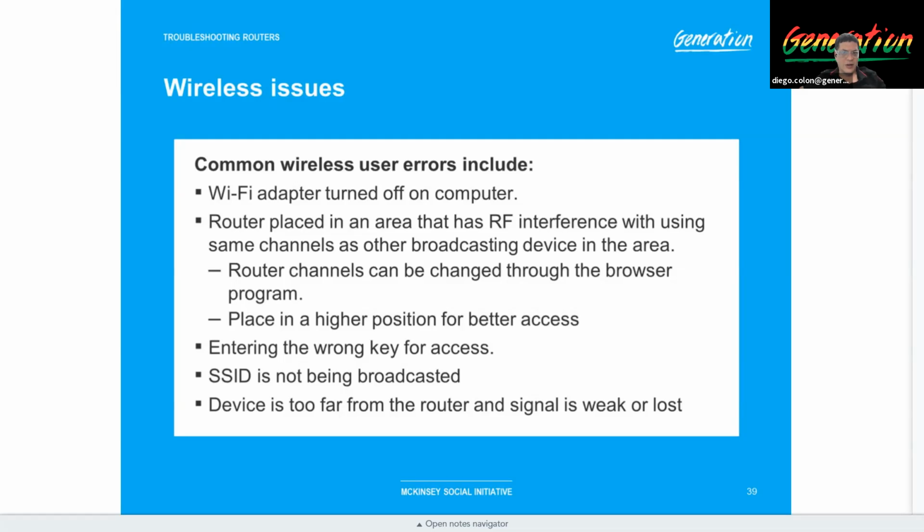As for wireless common errors, believe it or not, whenever a user tells you that they're having issues, the first thing we should ask them is to ensure that they actually have that little switch on. Sometimes they turn that off themselves, or they put themselves in manual airplane mode or have the Wi-Fi turned off manually.